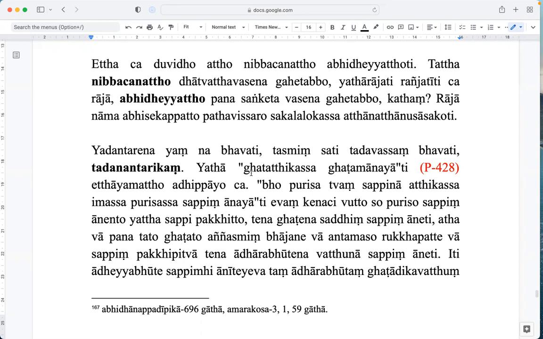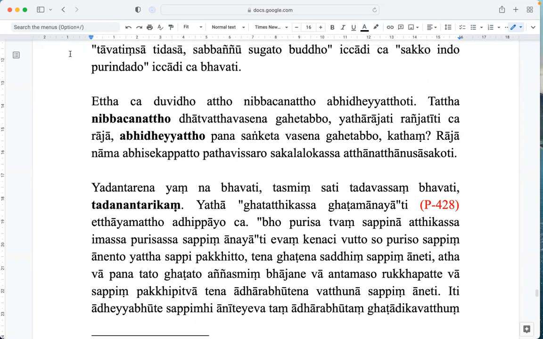Okay, so here there are two kinds of meaning. One is nevajanato, analytical sense, vigha sense, vigha meaning, or synthetic meaning. And abhidhyato means semantic meaning.